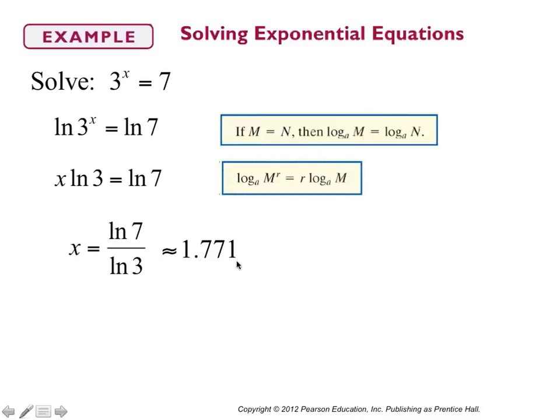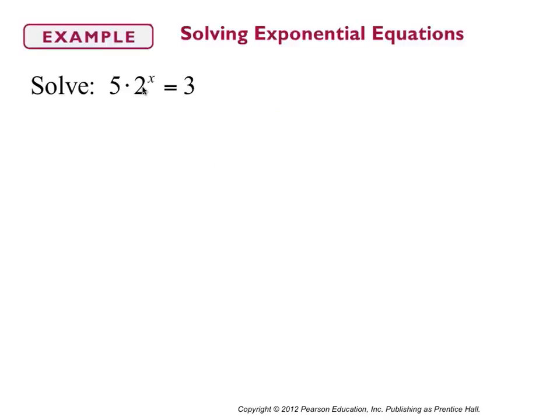So we get 1.771. Now, if you want to check this, all you have to do is 3 to the 1.771 power. Make sure that it's close to 7. I think it's like 6.99 or something like that, very close to 7.